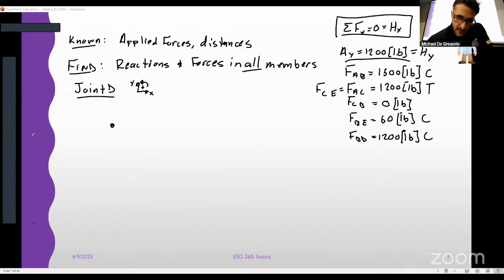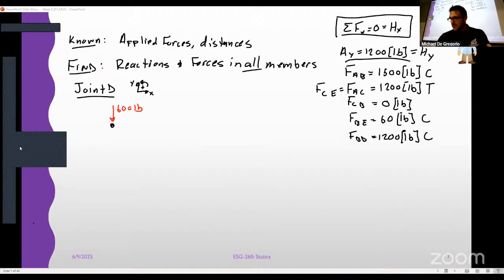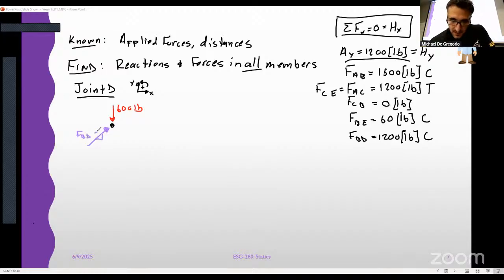We have our 600 pounds pointing straight down here, and we've got FBD, which we found was compression. So we're going to draw this in compression. And we know that's that weird triangle, right? The 8.33, 8, 2.33 triangle. We also have this force straight down that I'm going to call FDE.